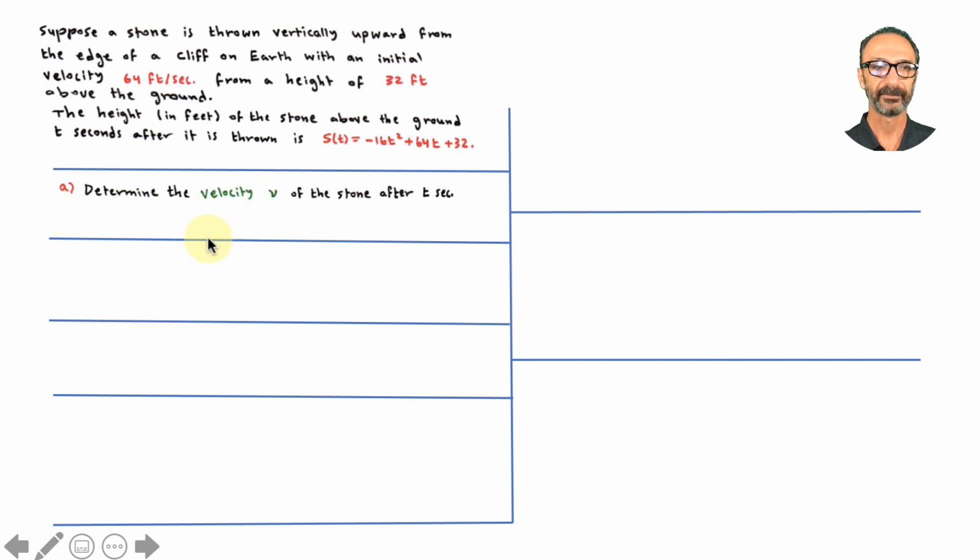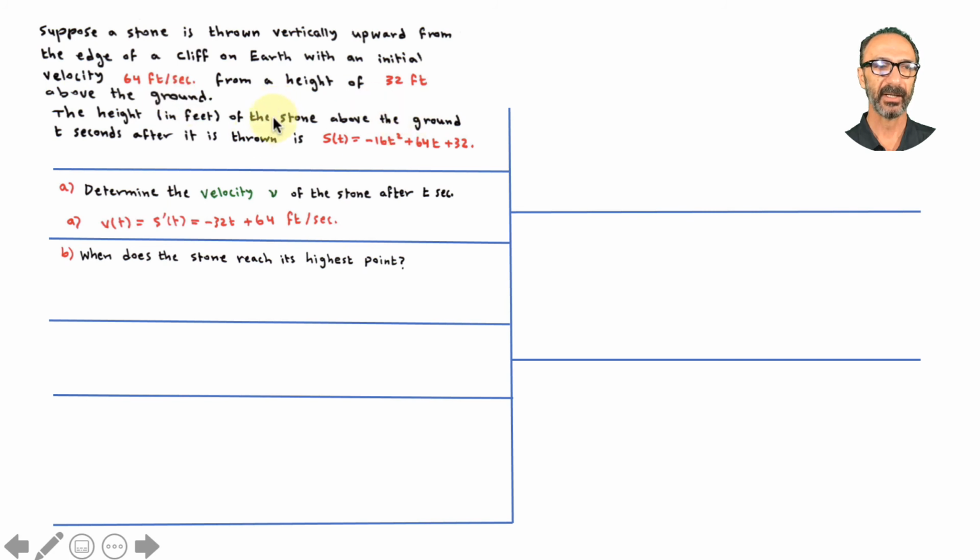Part A: find the velocity in general after t seconds. This is the position. Just find the derivative, which is right there. We know how to find the derivative of this, and that's the answer. Negative 32t plus 64. Part B: when does the stone reach its highest point? What do you think? How do you find the highest point?